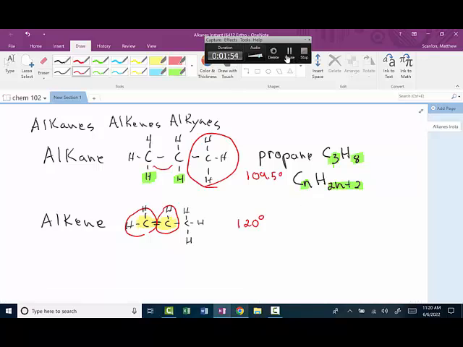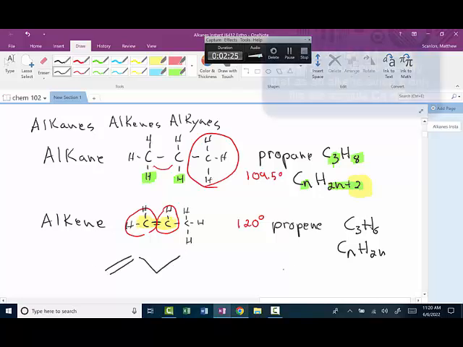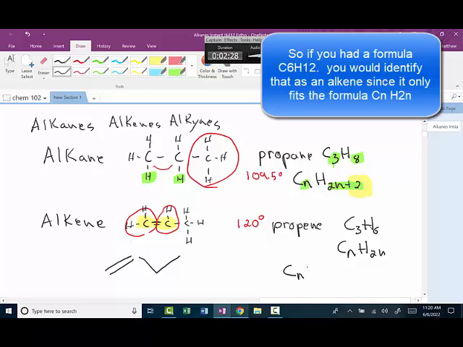This would be called propene, and it has the formula C3H6 because we removed these 2 hydrogens, so it has the general formula CnH2n. If I had butene, it would look like this. This is one possible structure, and it would have the formula CnH2n, where n is equal to 4, so it would be C4H8. You look for those types of formulas to identify alkenes.